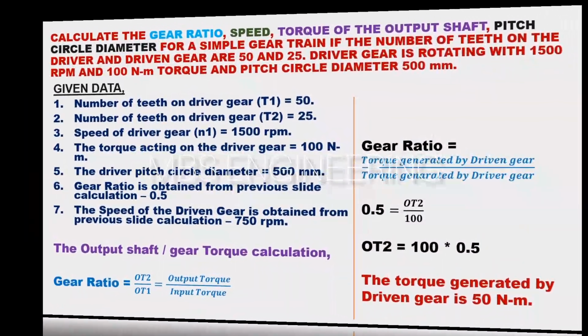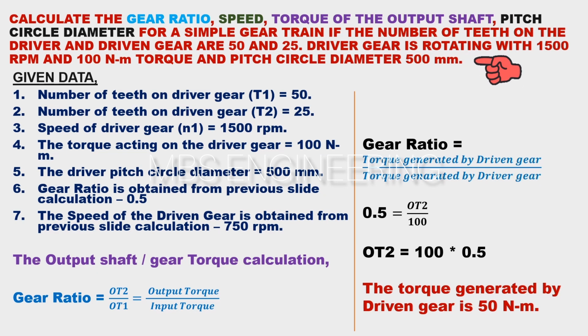Next, we will calculate the torque generated by the driven gear. Let's see an example. Calculate the gear ratio, speed, torque of the output shaft, and pitch circle diameter for a simple gear train if the number of teeth on the driver and driven gear are 50 and 25. Driver gear is rotating at 1500 revolutions per minute and 100 Newton meter torque and pitch circle diameter 500 millimeters.